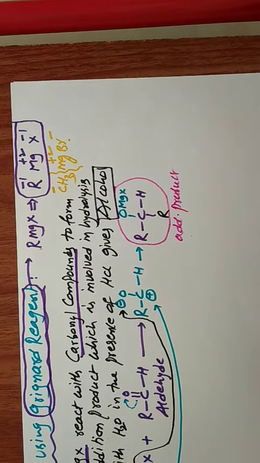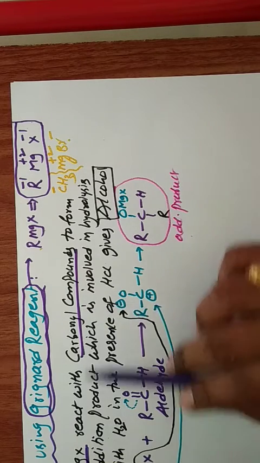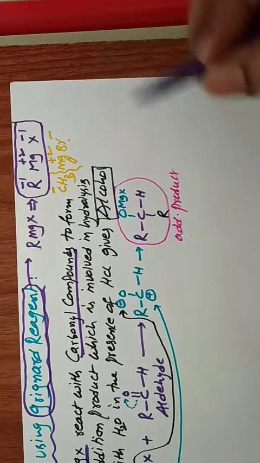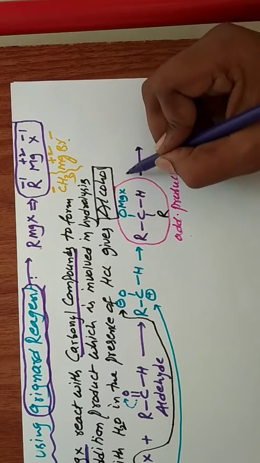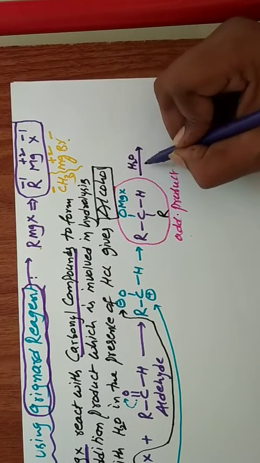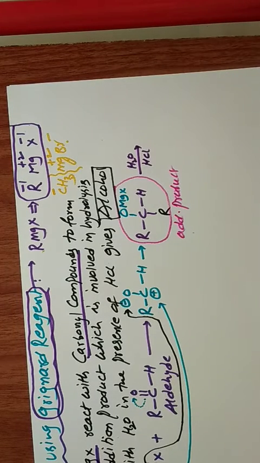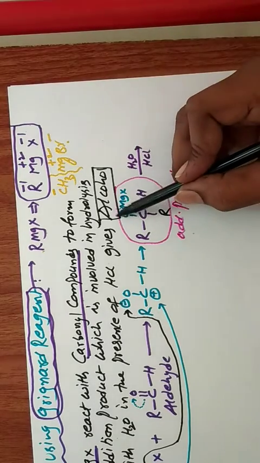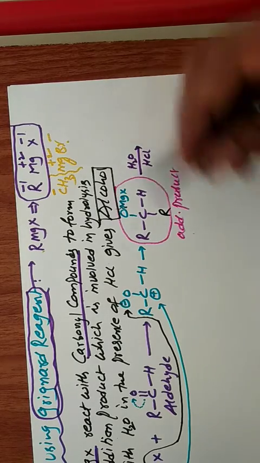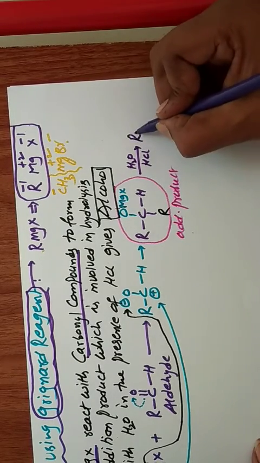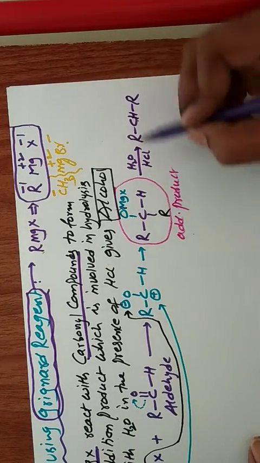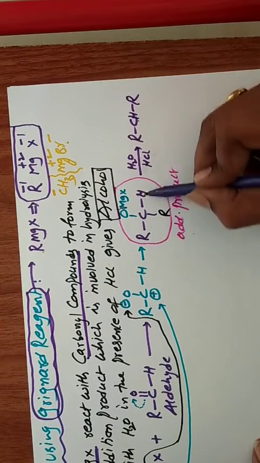According to the statement, whenever RMgX reacts with a carbonyl aldehyde, we get the addition product. This is involved in hydrolysis, that means water in the presence of HCl. So in this addition product, this part will be broken. Here hydrogen, and an OH group is attached here. We get R, C, H, OH, R. Okay, understood?